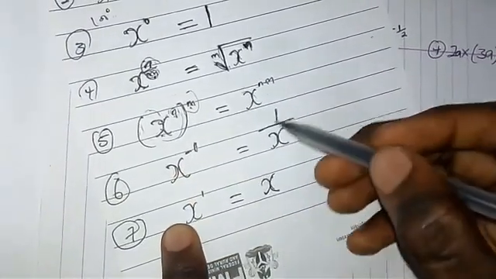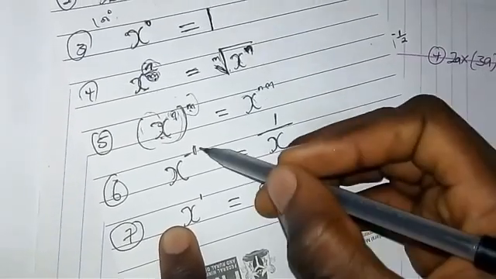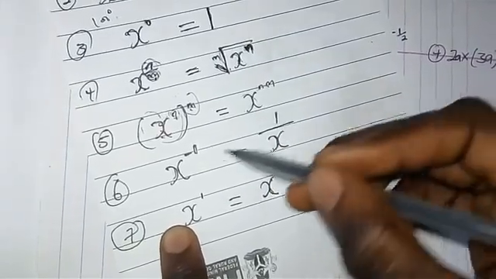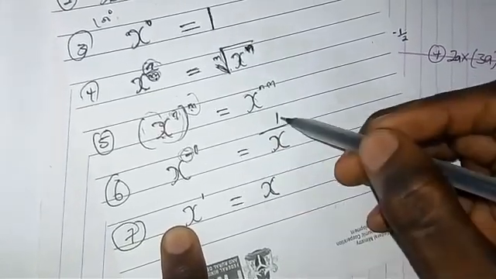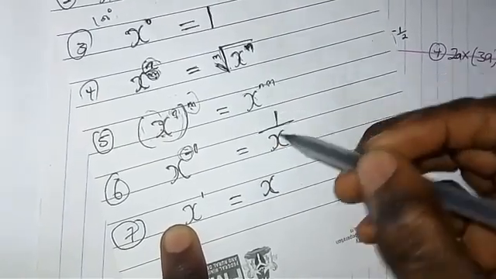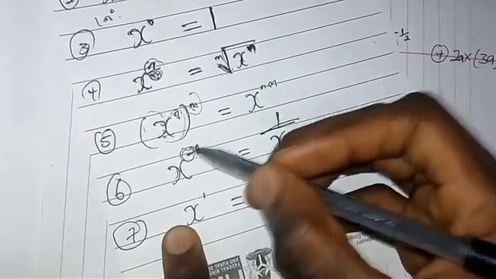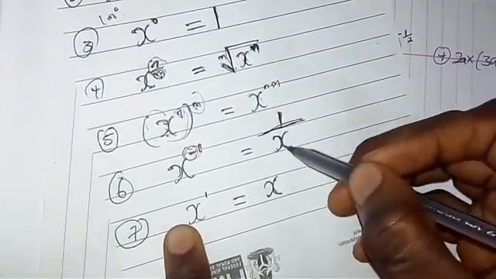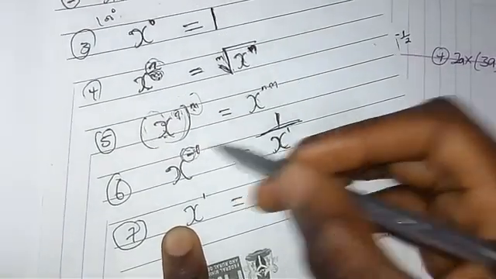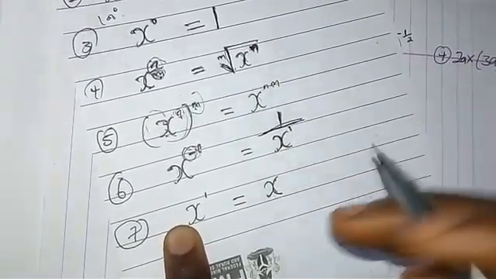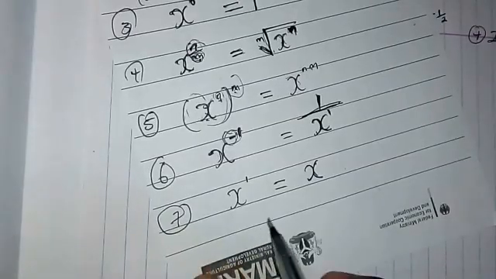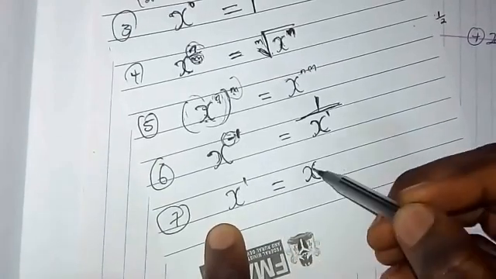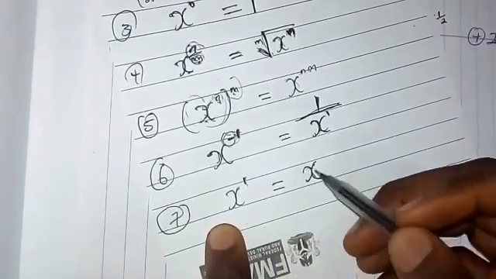So simply, x raised to the power of negative n: bring out the negative. The negative here will create the inverse. The x will come down and be raised to the power of 1. So if you have 2, the seventh law is just that any number raised to the power of 1 is that number.